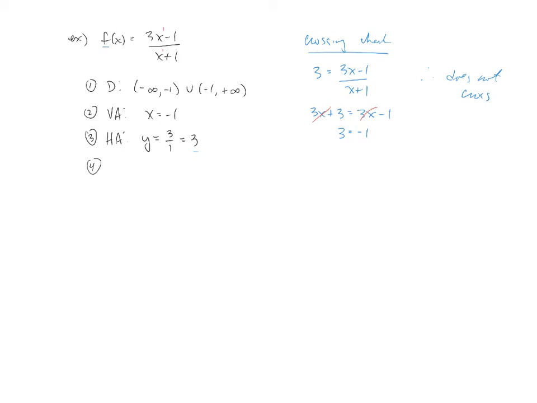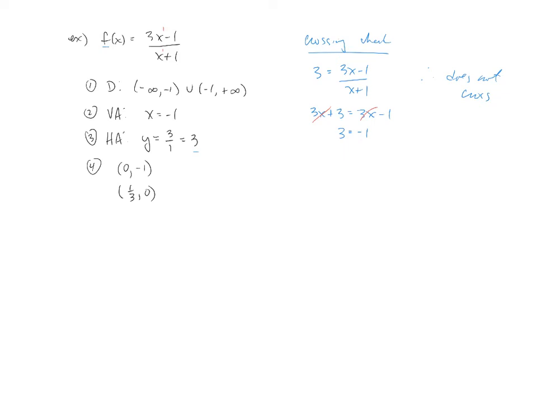Okay, the fourth step would be the intercepts. So we'll need to look for x-intercepts and y-intercepts. To find a y-intercept, we let x be 0. If x is 0, you can see that our y would be -1. And if our y is 0, this is where we'd have 0 equals 3x minus 1 over x plus 1. When we multiply both sides by x plus 1, we get 0 equals 3x minus 1, or x equals 1/3. So we've got all the information that we were searching for.